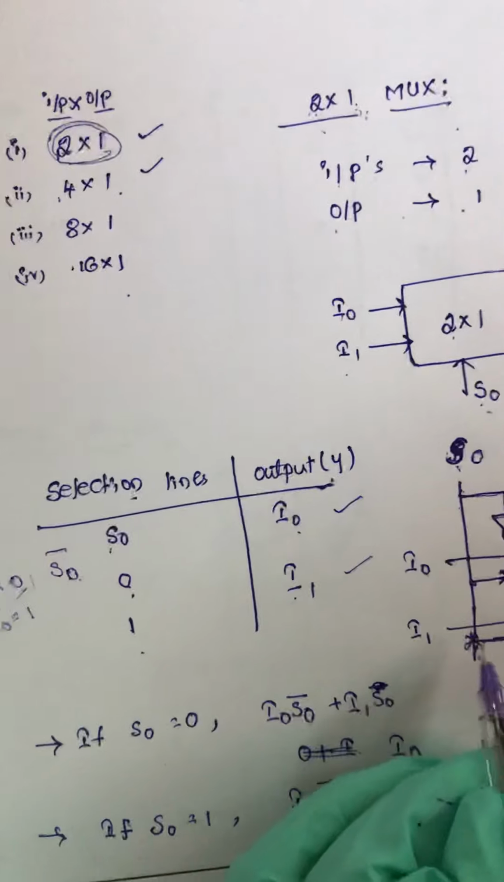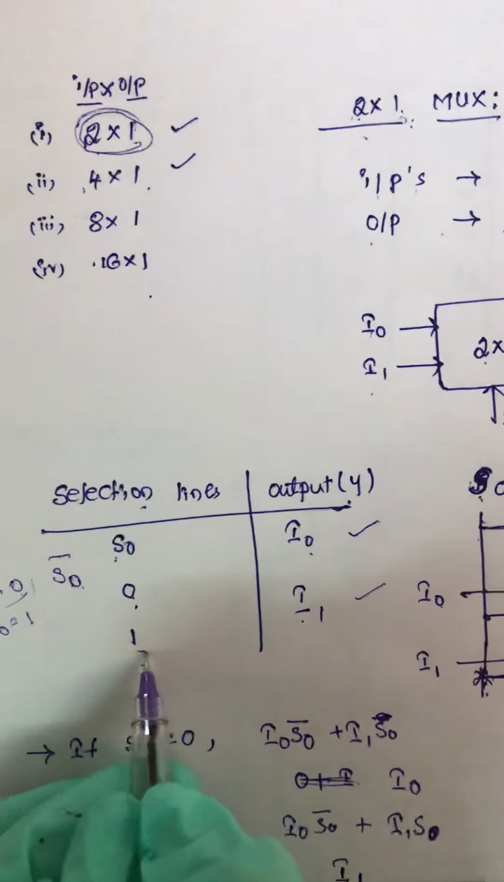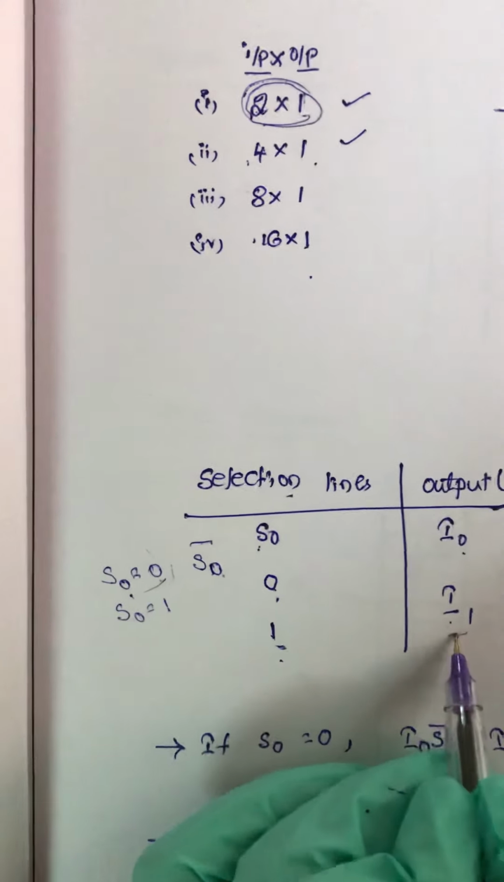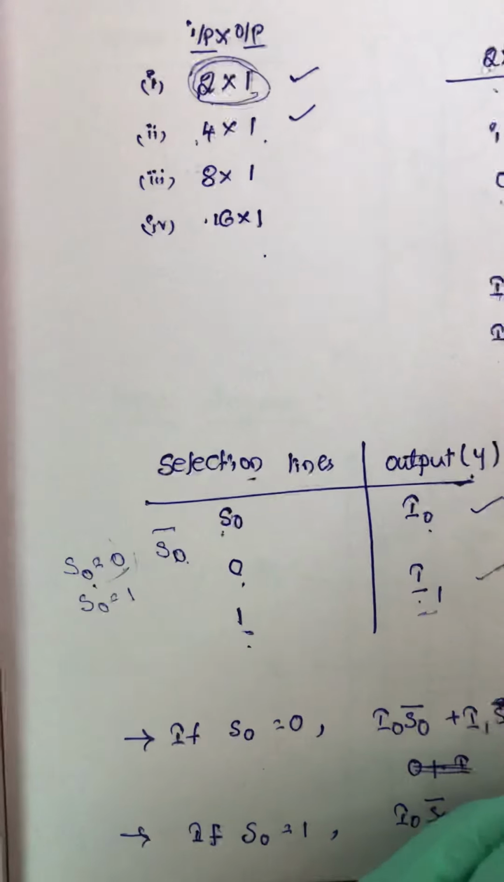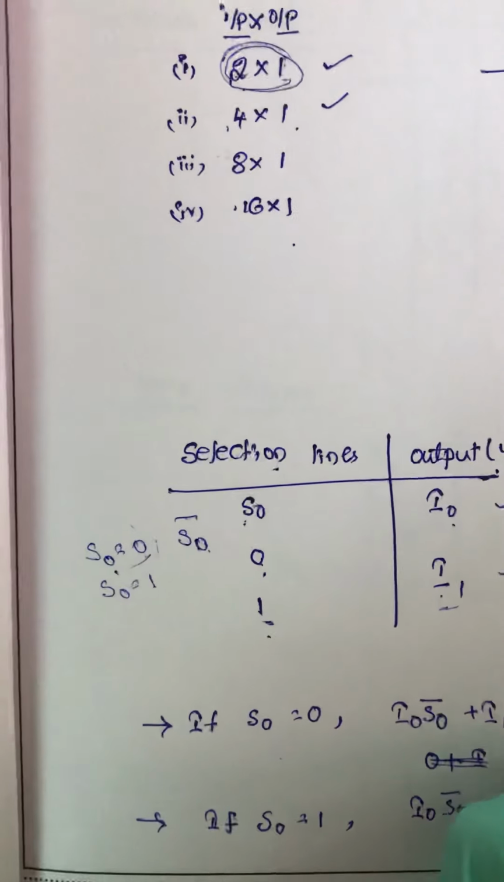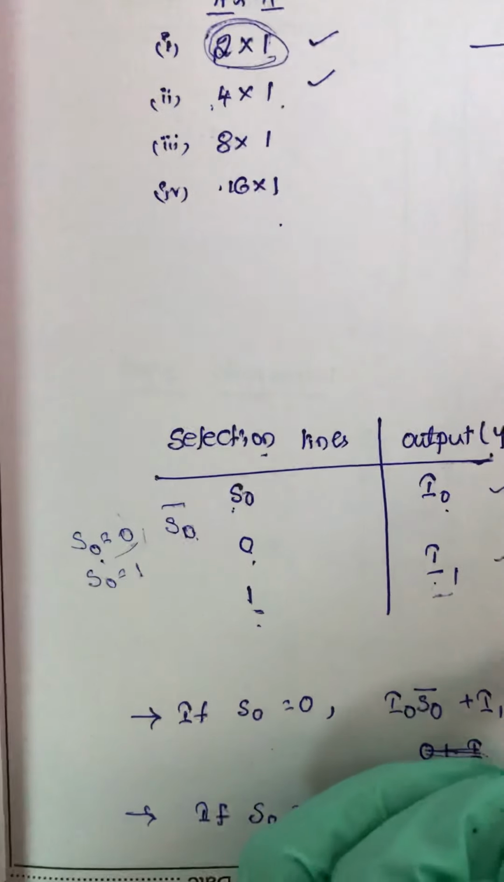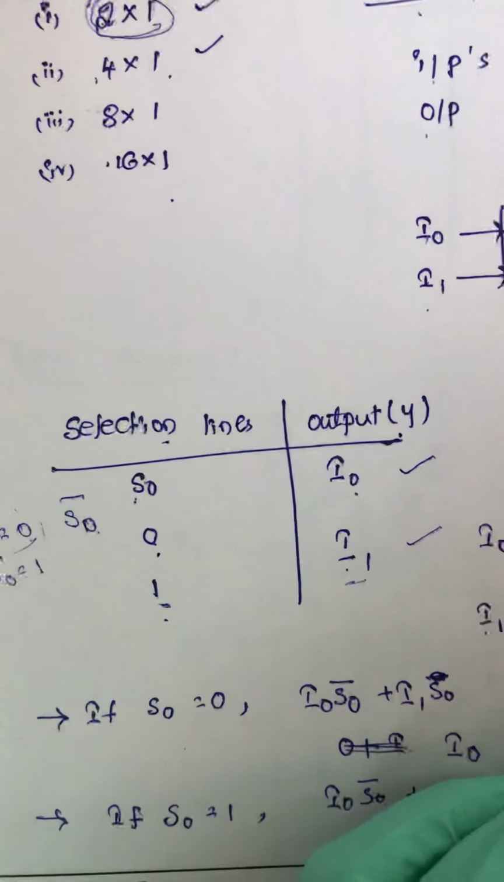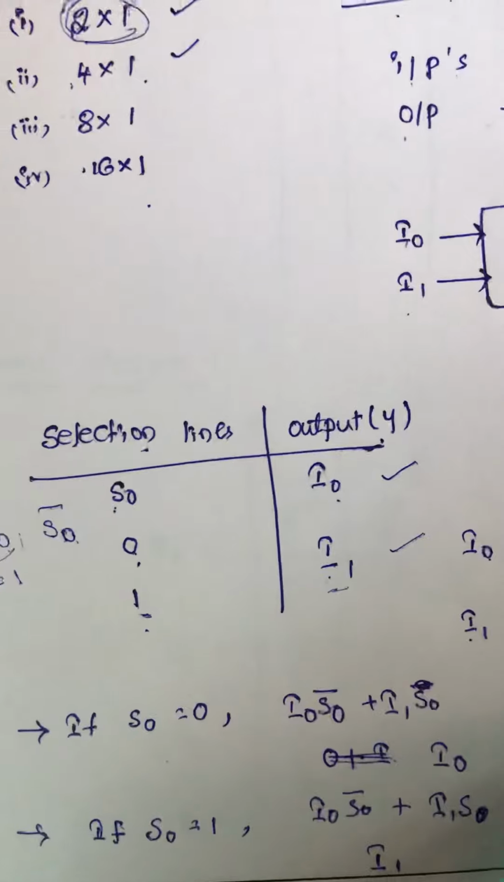Next, coming to the S0 equals 1 condition. For this we connect an AND gate with 2 different inputs, that is I1 and S0. So the output is I1 S0.